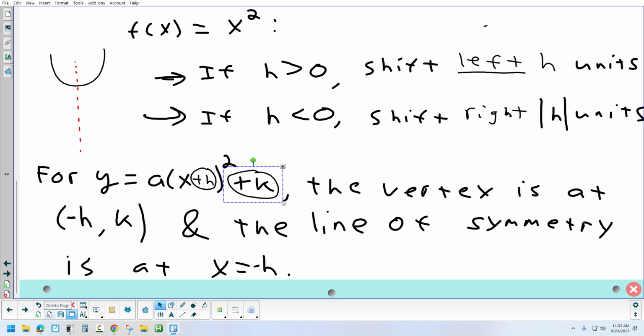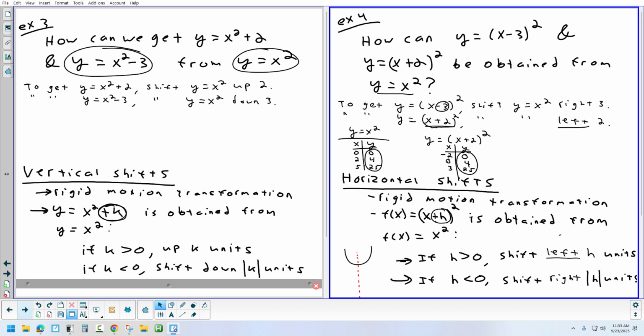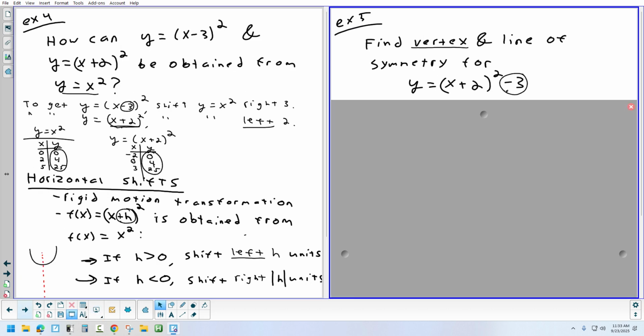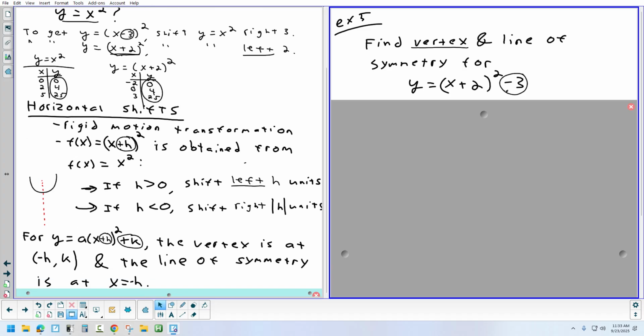And because it's always a vertical line, your equation is x equals negative h. So if you saw a plus 2 inside here, your line of symmetry would be x equals minus 2. It's always the opposite of that number. All right, so let's try this one. And let's find the vertex and the line of symmetry.